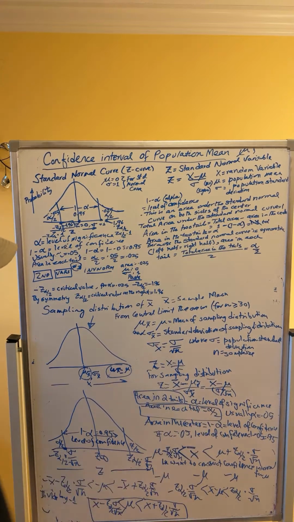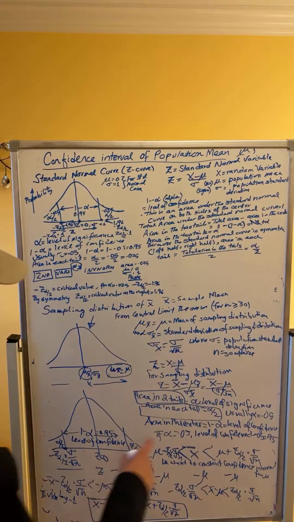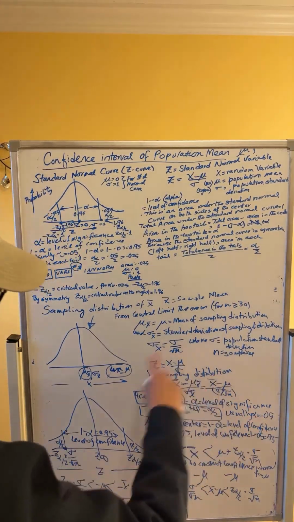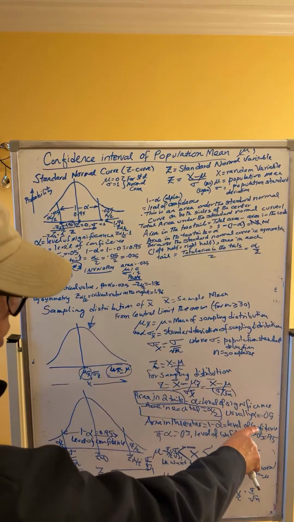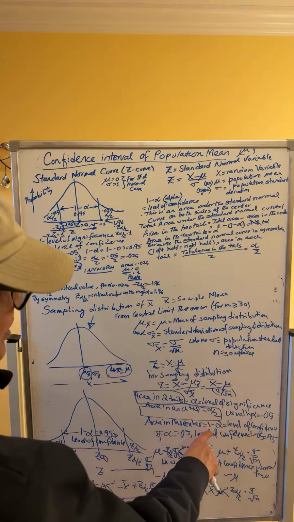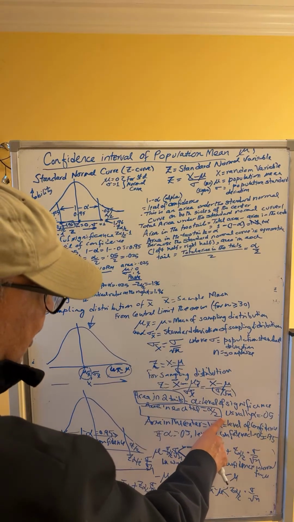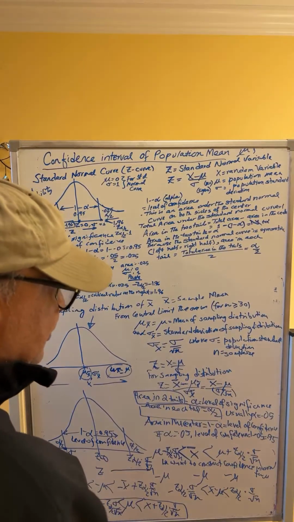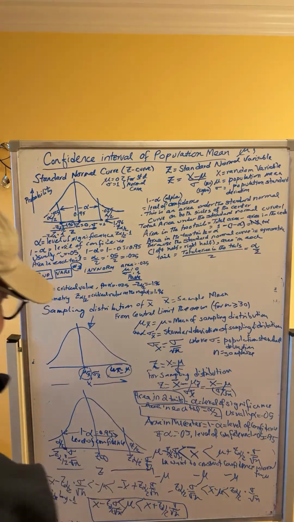What is n? n is the sample size. The area in the two tails is alpha, the level of significance. The area in each tail is alpha by 2. Usually alpha is 0.05. The area in the center is 1 minus alpha, which is 1 minus 0.05. This is the level of confidence, 0.95.